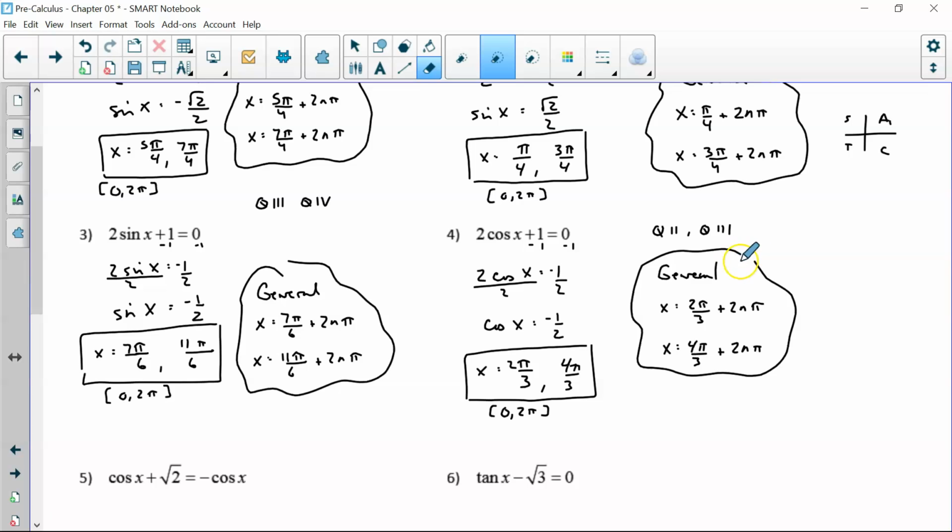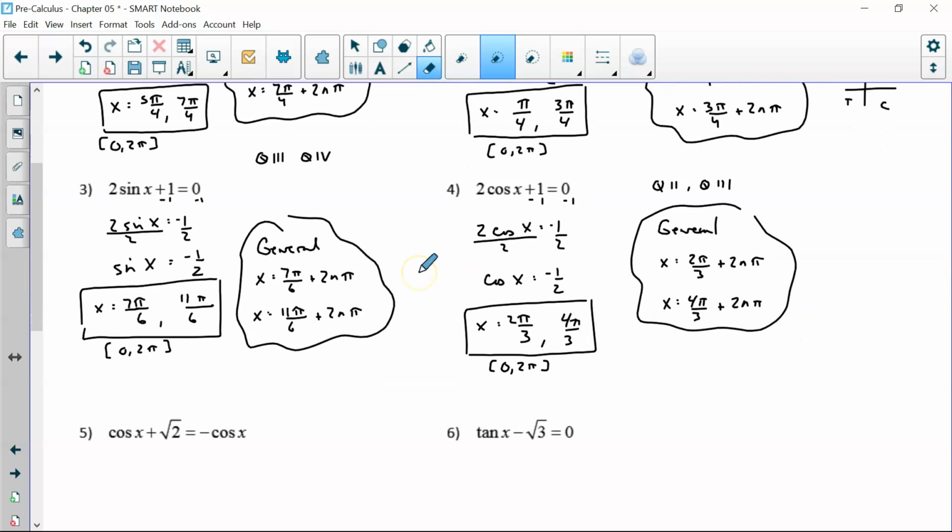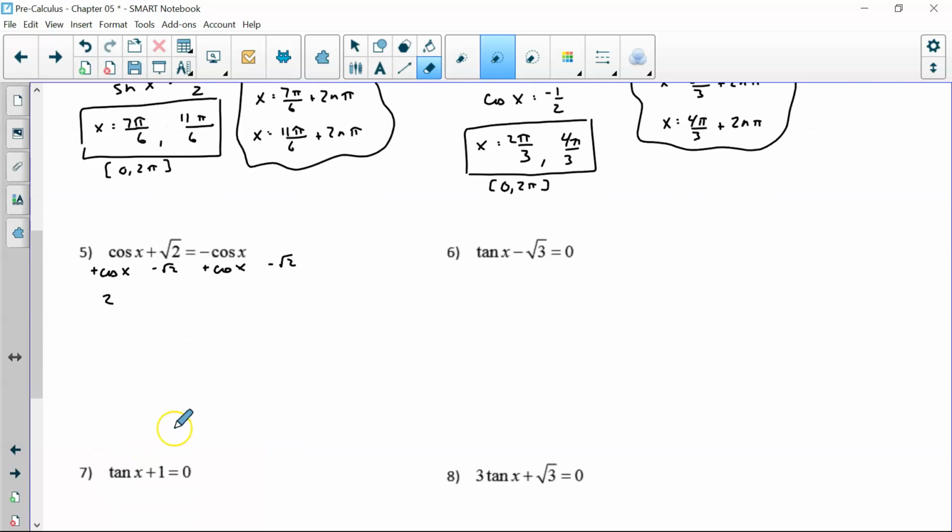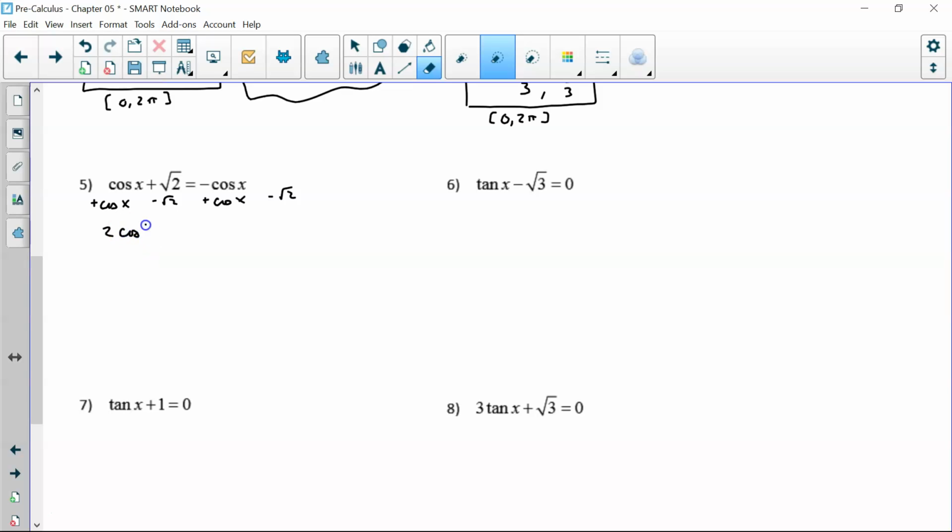Looking at problem number 5. Once again, isolate that cosine of x. So we're going to add cosine of x to both sides. And we're also going to subtract the square root of 2 from both sides. So we get 2 cosine of x equals -√2. Divide both sides by 2. The cosine of x equals -√2 over 2.